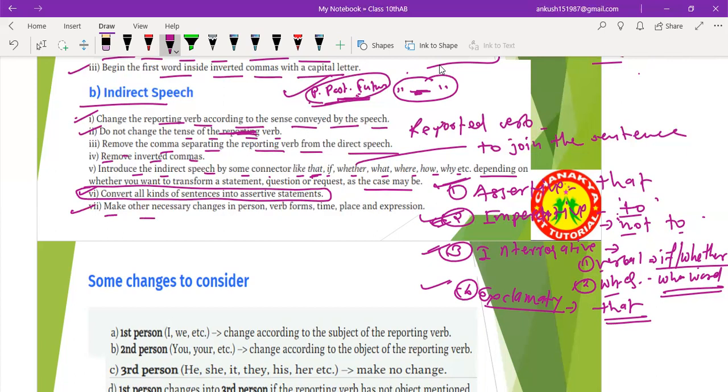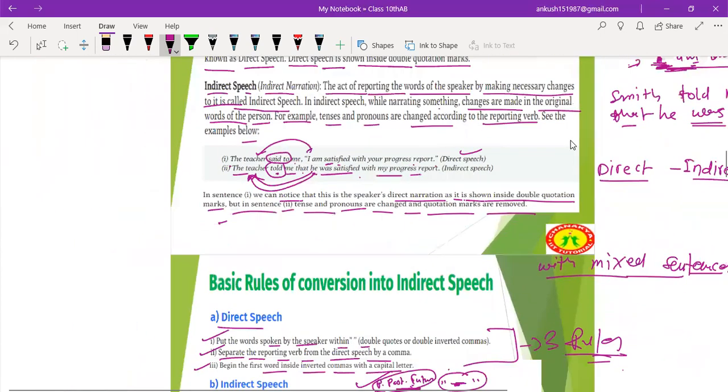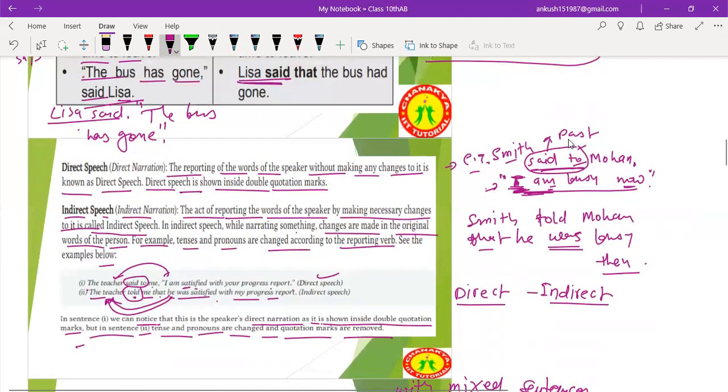Last, make other necessary changes in person, verb forms, time, place, expressions, as we have used here. Like in this sentence, now is used. It is the adverb of time, but it means that Smith said these words in present time. When I transform it into indirect speech, that time would not be the present time for that particular statement made by Smith. It would become past. So for past time, now would transform into then. Got it?